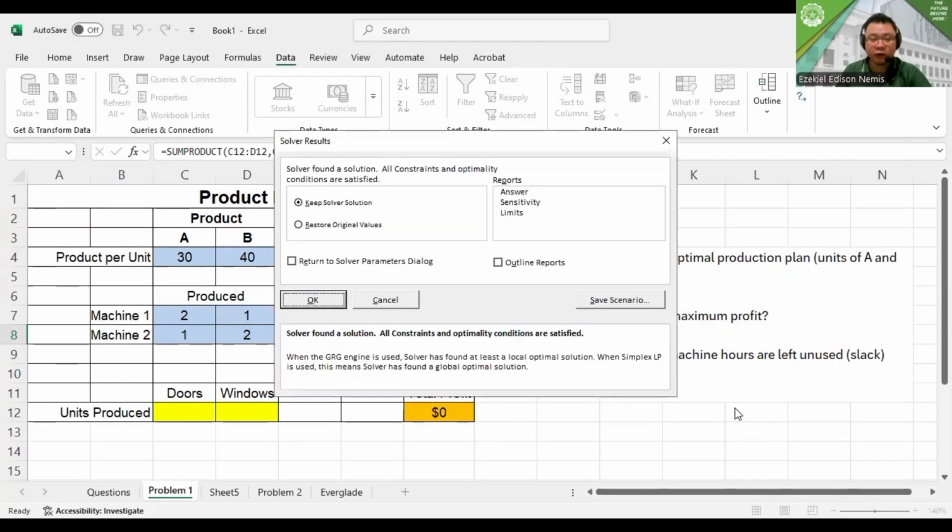All right, so once you click solve, all you have to do is click OK. Remember, keep the solver solution. If we click this one, we will see the changes between the previous value and the solver's. But if we click restore the original value, the previous value will be restored from here. I just want you to see the new value, so all we have to do is click OK.